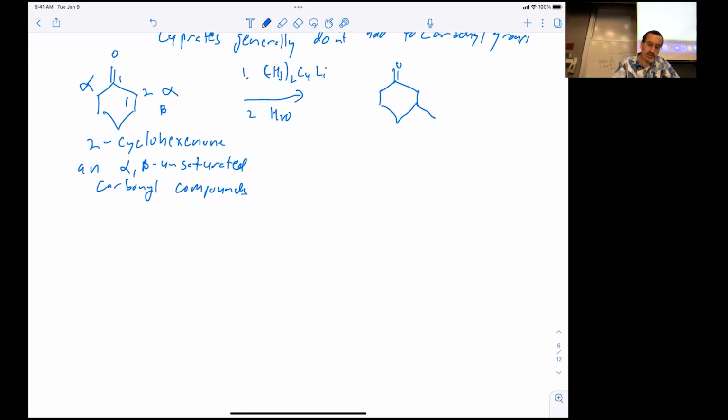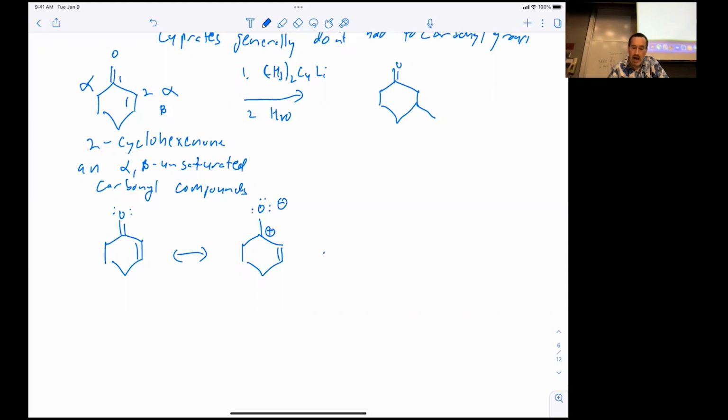Now, alpha beta unsaturated carbonyl compounds bring you one extra special resonance structure. We already learned in thinking about carbonyl compounds that we can think about the oxygen carbon bond as being a polar covalent bond, a covalent bond where although electrons are shared, they're not shared equally. In other words, we have a partial negative charge on the oxygen and a partial positive charge on the carbon.